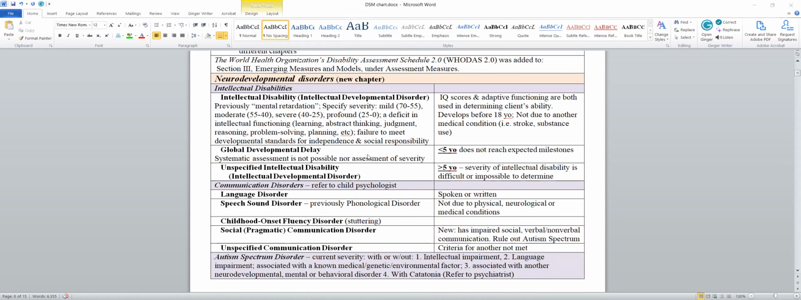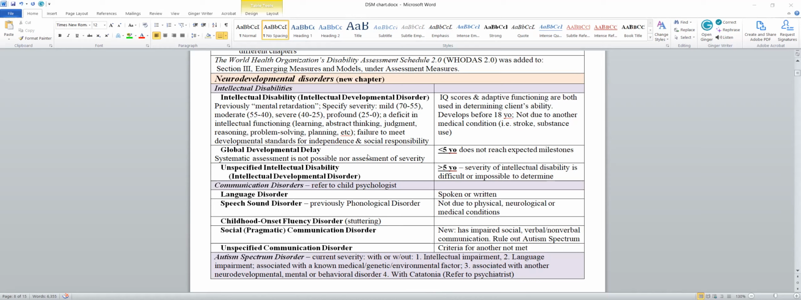Under the subcategory of intellectual disabilities, the subcategories are intellectual disability, also referred to as intellectual developmental disorder, global developmental delay, and unspecified intellectual disability, which is also in parentheses intellectual developmental disorder. So the subcategory intellectual disability, in parentheses intellectual developmental disorder, was previously called mental retardation.